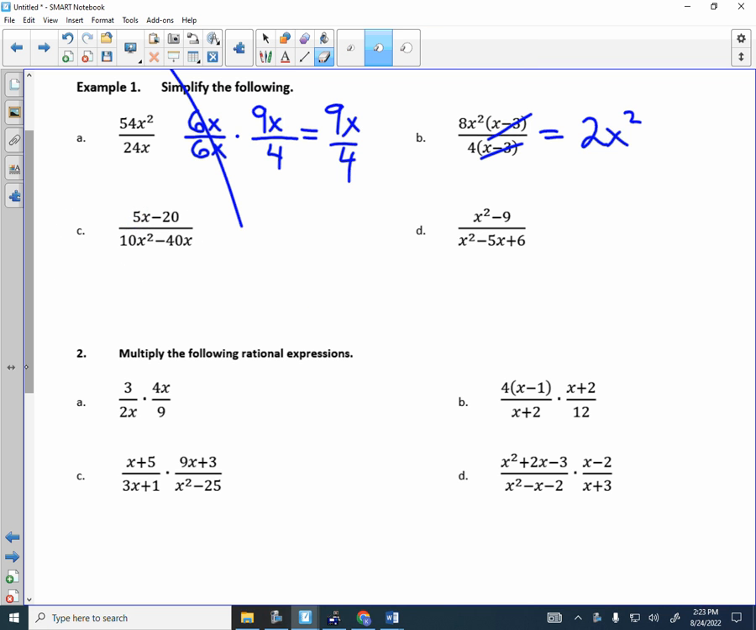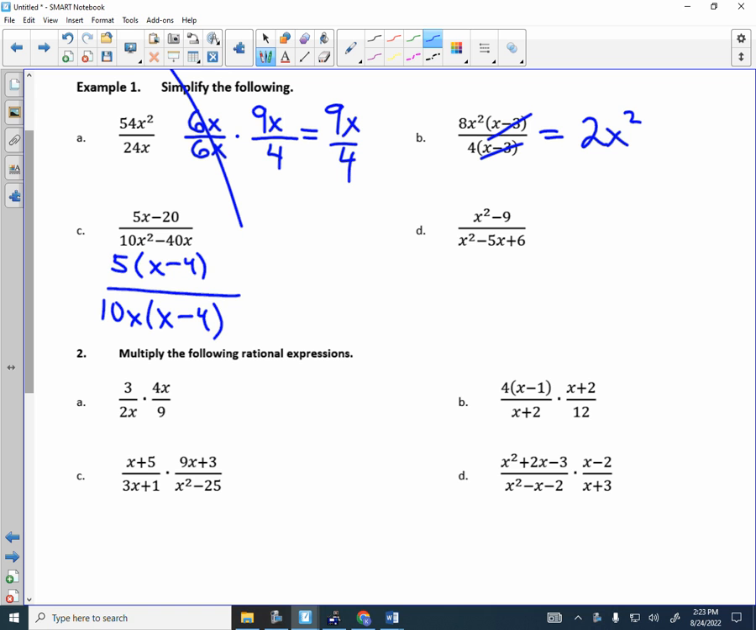In order to start canceling things out, you have to factor it. So what can you factor out of the top? 5 times x minus 4. What can you factor out of the bottom? 10x, and you were left with x minus 4. Now you can cancel them because x minus 4 divided by x minus 4 is 1. So it's the same factor in the top and the bottom. You're left with 1 over 2x.